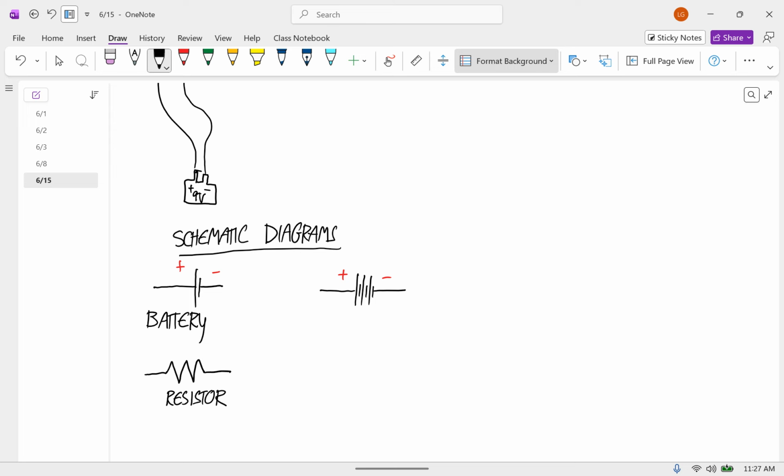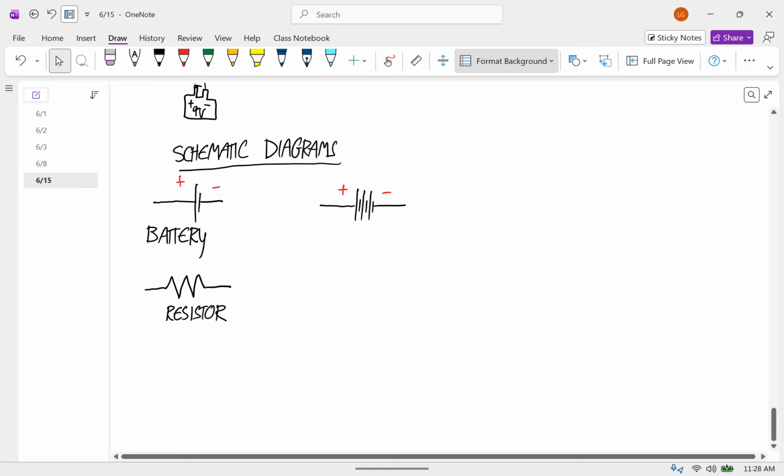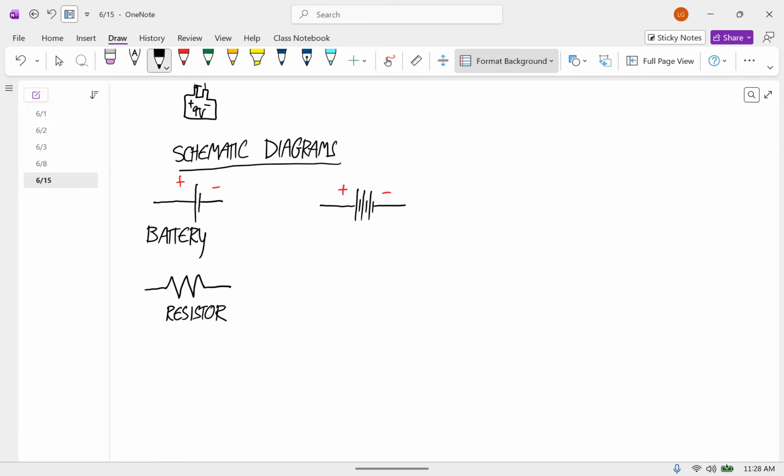Coming up pretty soon, we'll be using voltage sources other than batteries sometimes. If you have a voltage source that's not a battery, that symbol looks like this, just an empty circle with a line connected to it, and it'll tell you what the voltage is of that source. For us, it's going to be 5 volts. So that's a voltage source.